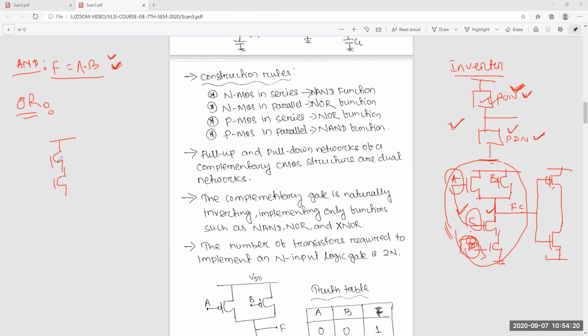Then pull down A and B will be in series, and from the output, it will be... So in pull down, in series or pull down in parallel? Parallel, pull down parallel. Then the output will be connected to an inverter. Then pull up PMOS, pull down NMOS. Okay, so this is the order. So in this way, you can design any circuit.